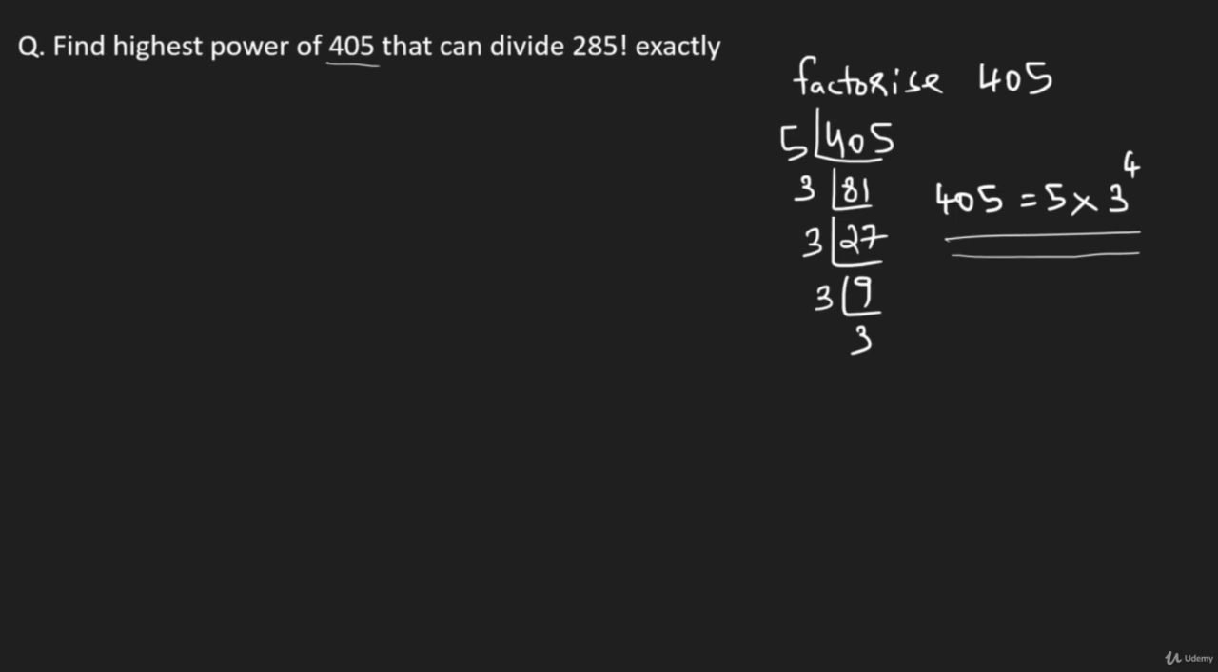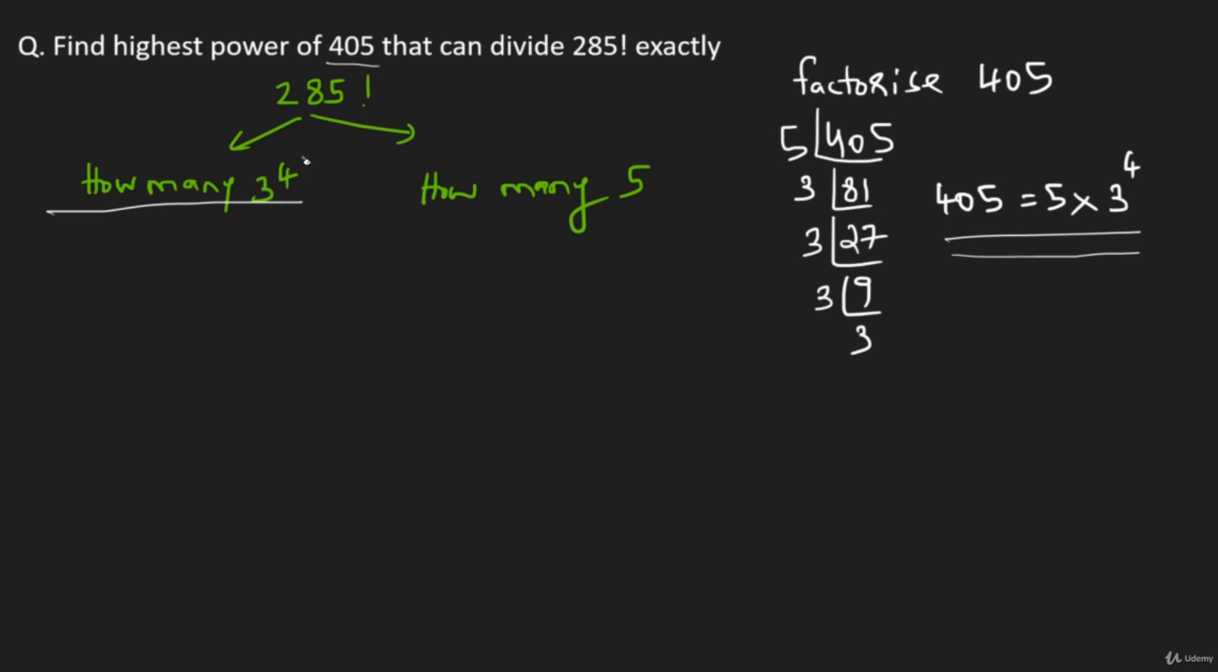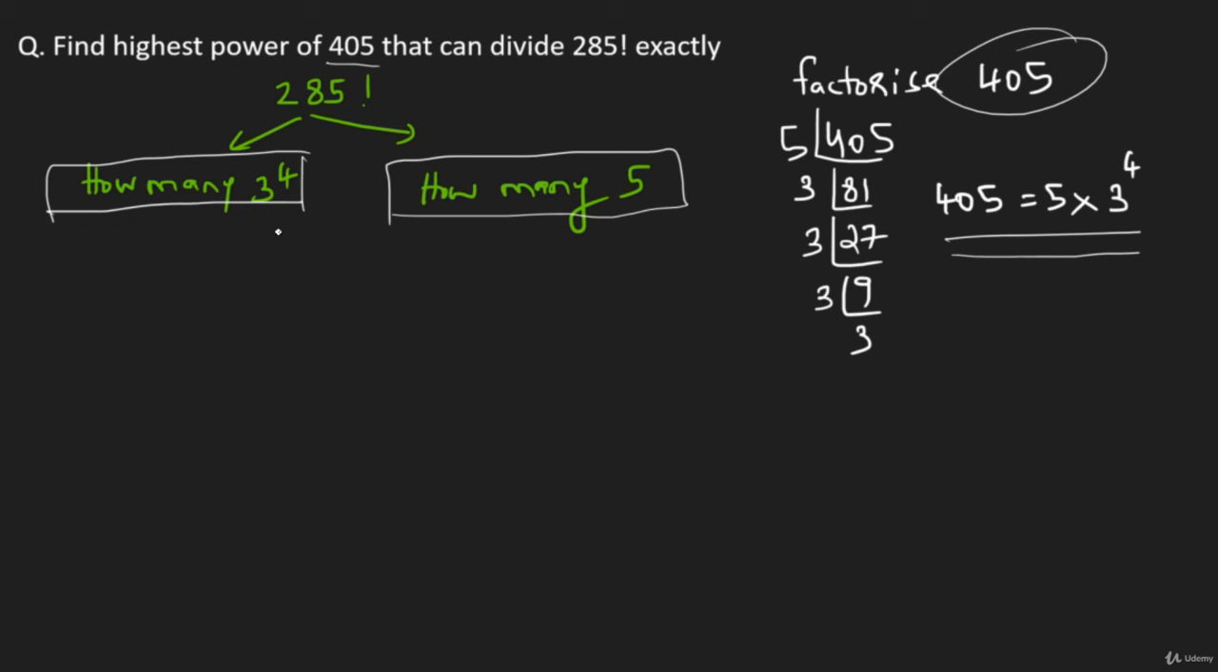Now to answer this question, we need to check in 285 factorial how many groups of 3 to the power 4 are there and how many 5s are there. To make one 405, we need one group of 3 to the power 4 and one 5, right? Alright, let's start. Let's see how many 3s are there in 285 factorial.